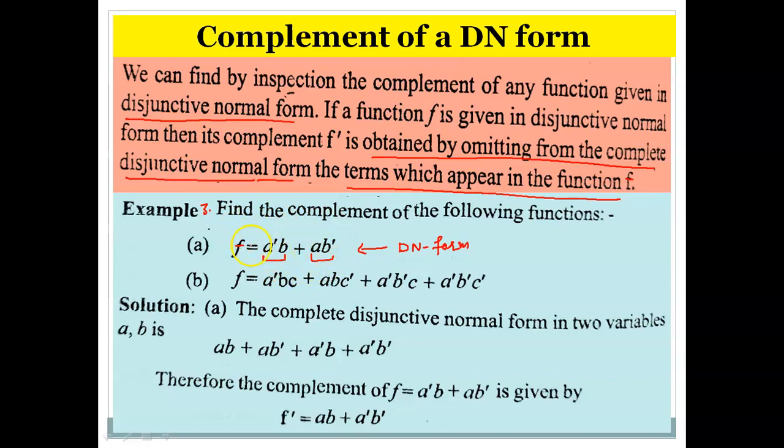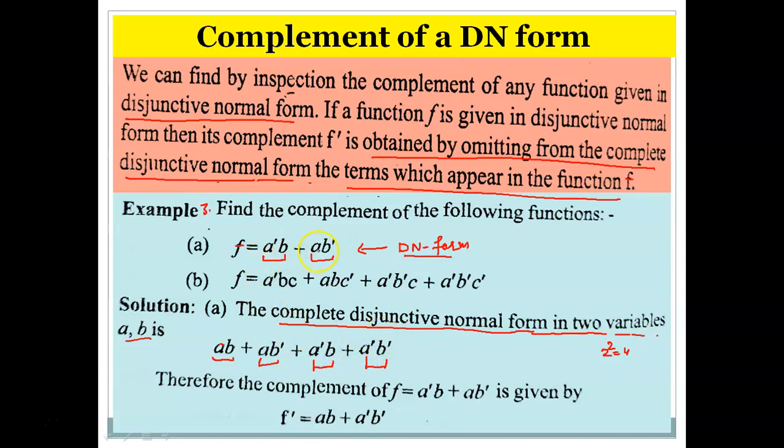In order to find the complement of a given disjunctive normal form, or DN form, we must have the complete disjunctive normal form for a function of two variables. As we have seen earlier, the complete DN form in terms of two variables must have 2 raised to power 2 equal to 4 minterms, and those 4 minterms are ab plus ab complement, a complement b, and a complement b complement.